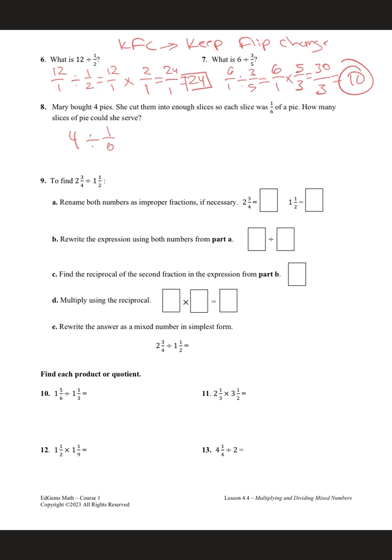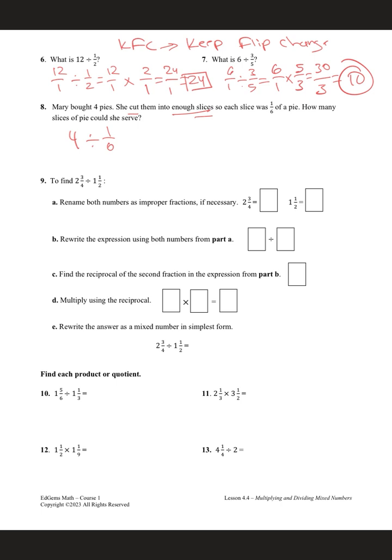Whenever you see words like cut, enough, slices, when you see words like that, you're dividing something up. You're divvying it up, right? You're making it smaller. So what we're doing is taking the pies and dividing them into smaller slices. We want to know how many slices we can get out of 4 pies cut into sixths.